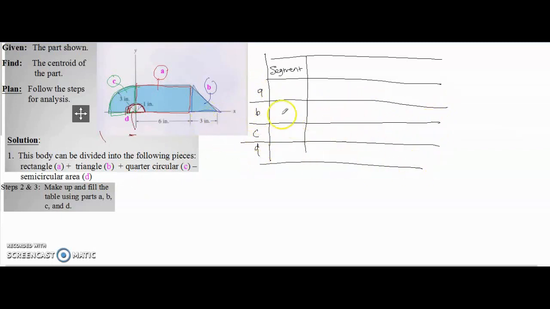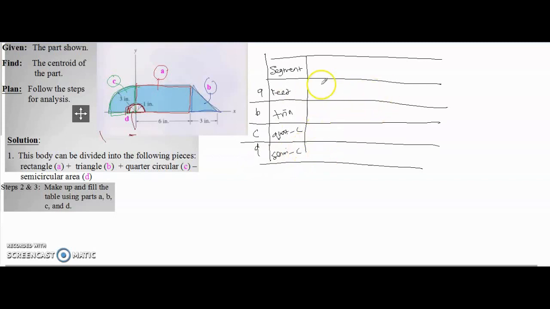So A is rectangle, B is triangle, and C, sorry, C is actually quarter circular, and D is semicircular.